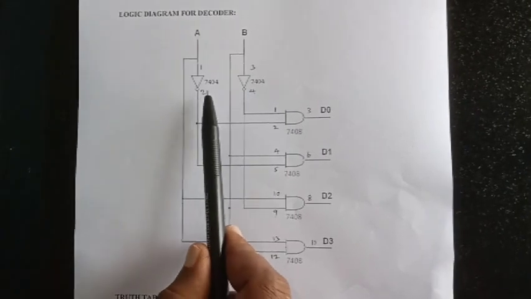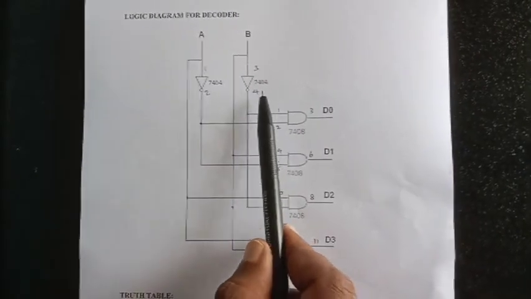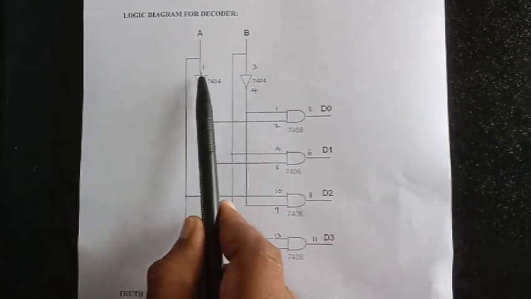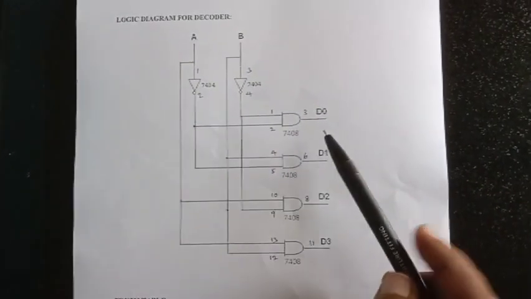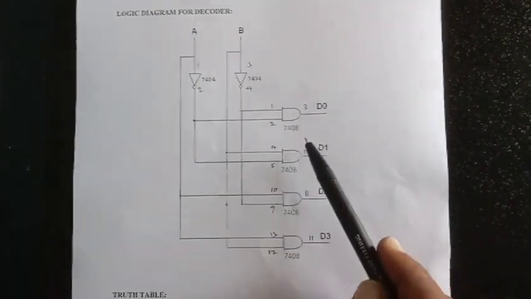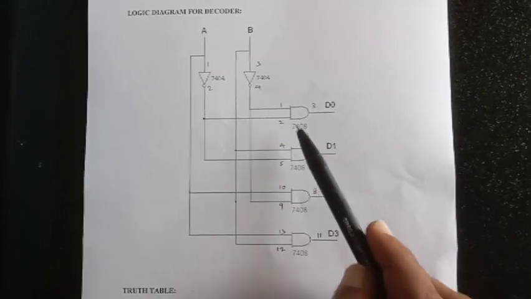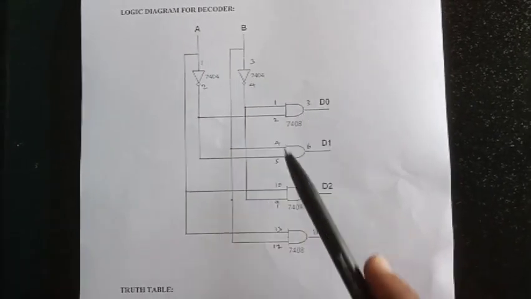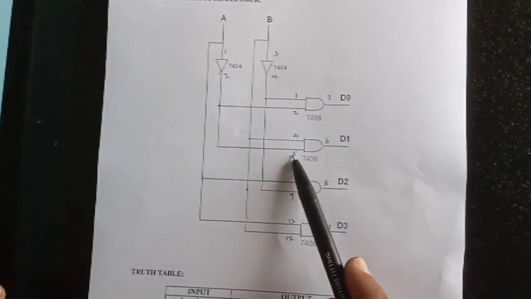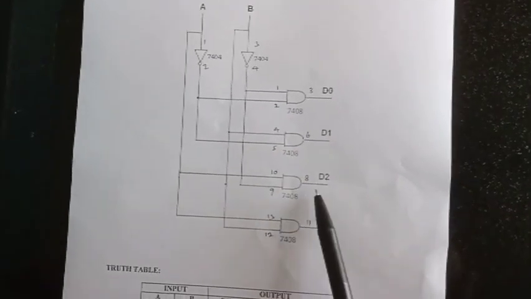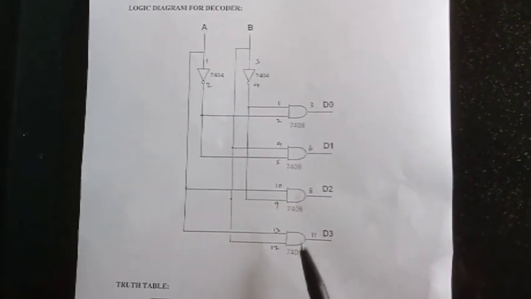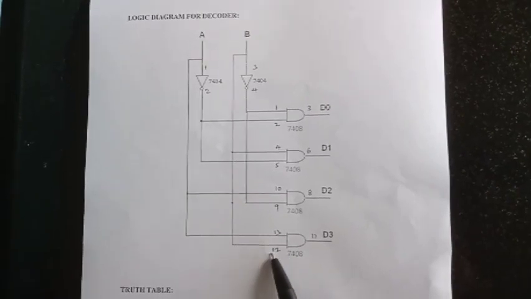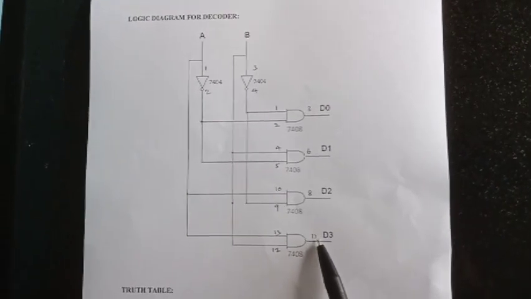For IC 7404, one IC consists of 6 NOT gates. Pin number 1 is the input, 2 is the output, 3 is the input, 4 is the output. For getting the D0 output, I am using 1 AND gate. Pins 1 and 2 are the inputs, 3 is the output. For D1, 4 and 5 are the inputs, 6 is the output. For D2, 10 and 9 are the inputs, 8 is the output. For D3, 13 and 12 are the inputs, 11 is the output.